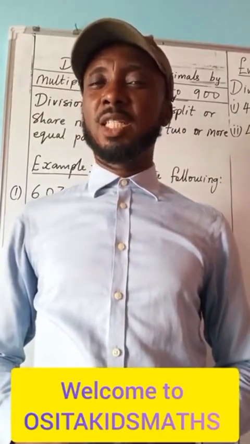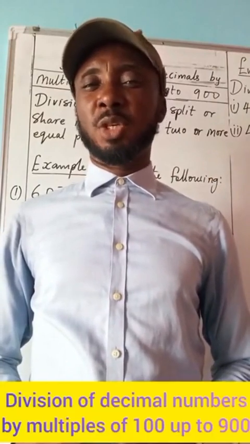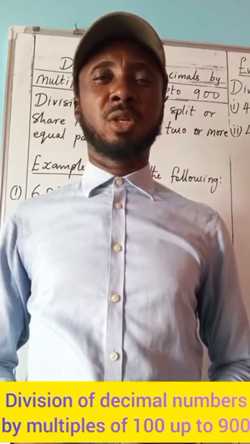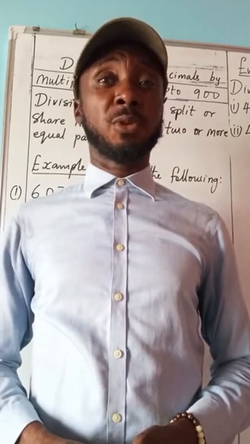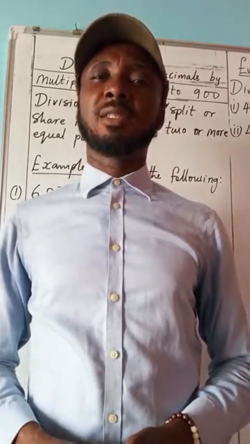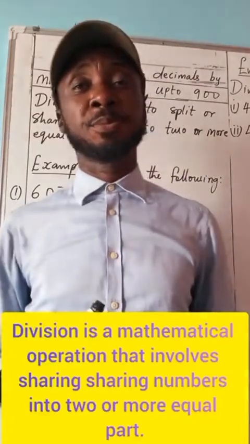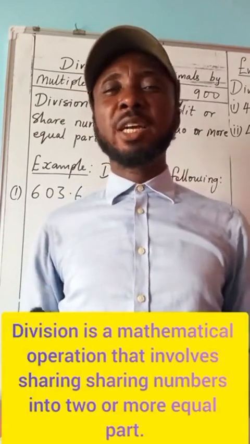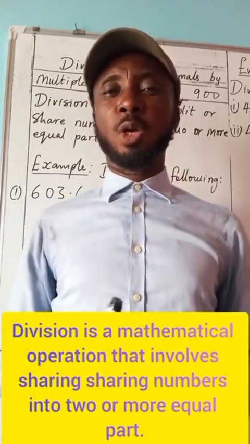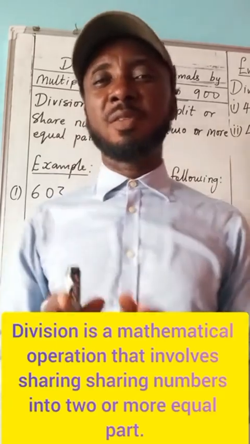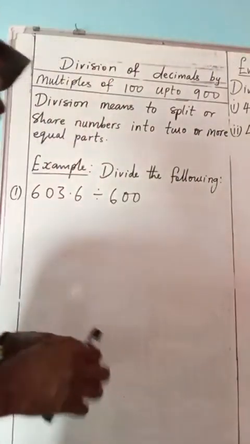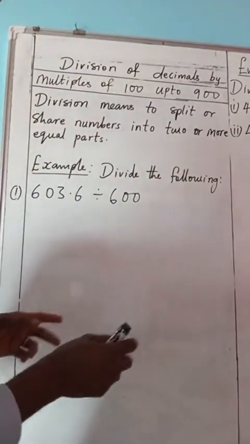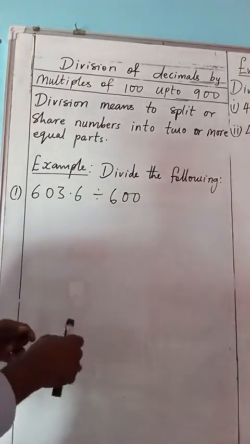Osita. In this video, we'll be talking about division of decimal numbers by multiples of 100 up to 900. Before we forge ahead, what do we mean by division? It's the mathematical operation of sharing numbers into two or more equal parts. Now we have an example on the board. Remember, we say division means to split or share numbers into two or more equal parts.